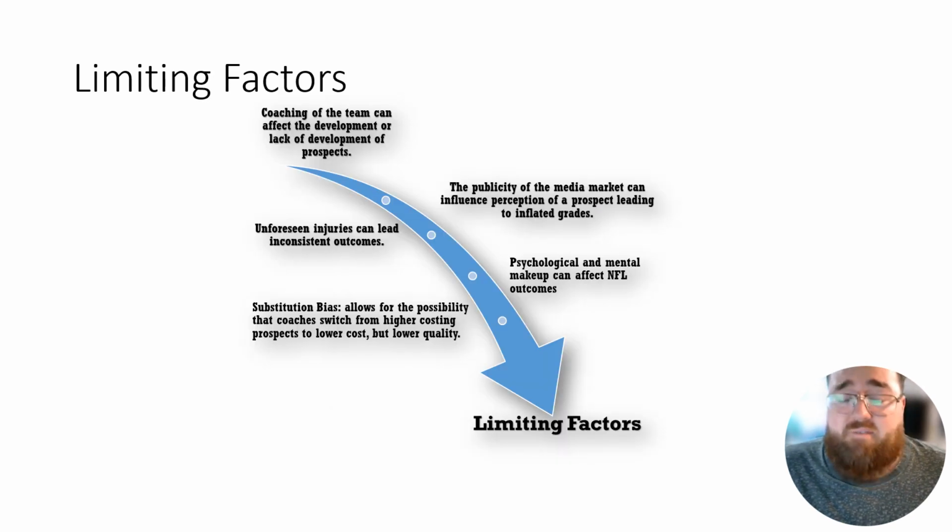Then, of course, limiting factors. So, limiting factors is what can affect the data. What are some things that you can't really anticipate when you're talking about statistics? One thing is the coaching of a team. So, if a player graded well as a prospect, but they go to a team that has terrible coaching, they're probably not going to perform as well. Another thing is unforeseen injuries can lead to inconsistent outcomes. So, if a player goes to a team and they do well and then they break their leg or they have some other catastrophic injury, that'll affect their AV.